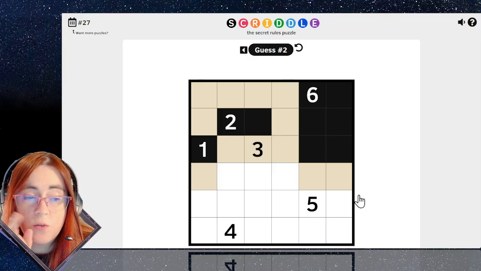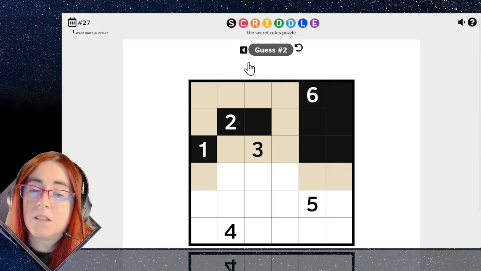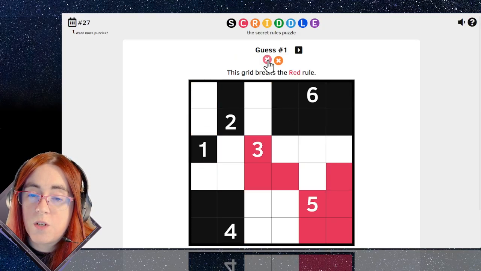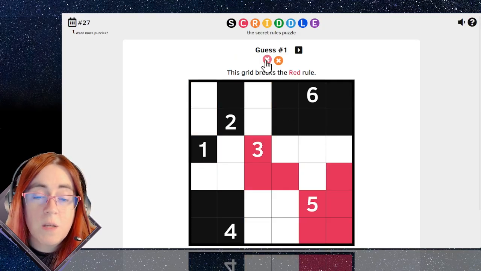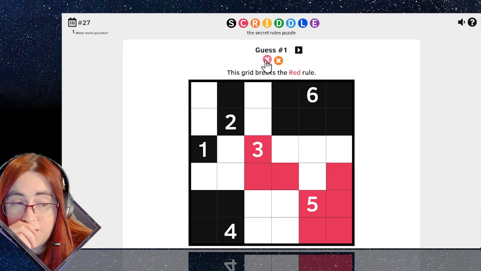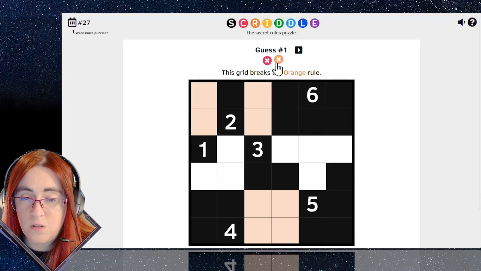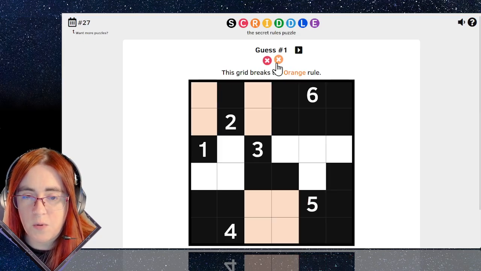Which of the rules have we surmised incorrectly? So there may be no rule at all that every shape has to be in a region the size of its number. Or we might have misunderstood the red rule or the orange rule here. So what can we do to test as many of those things as possible?